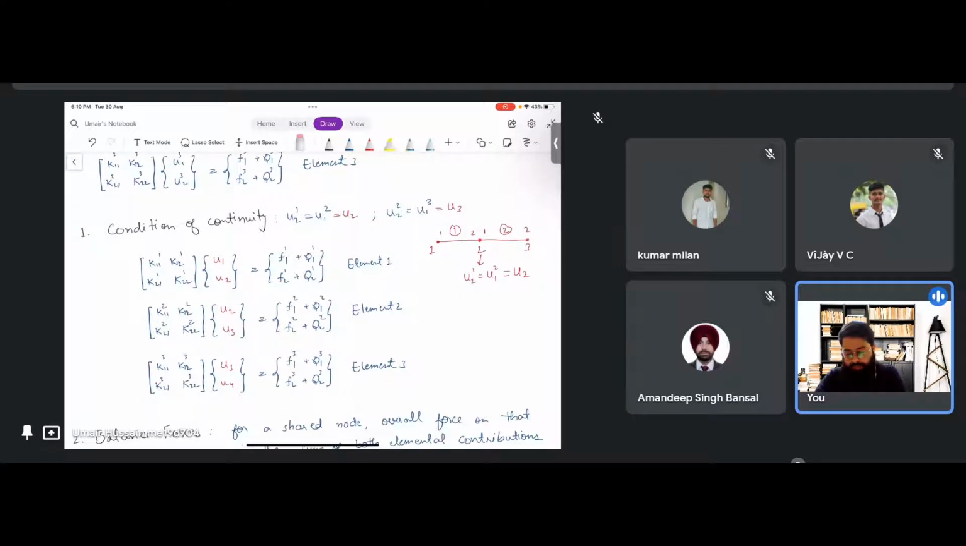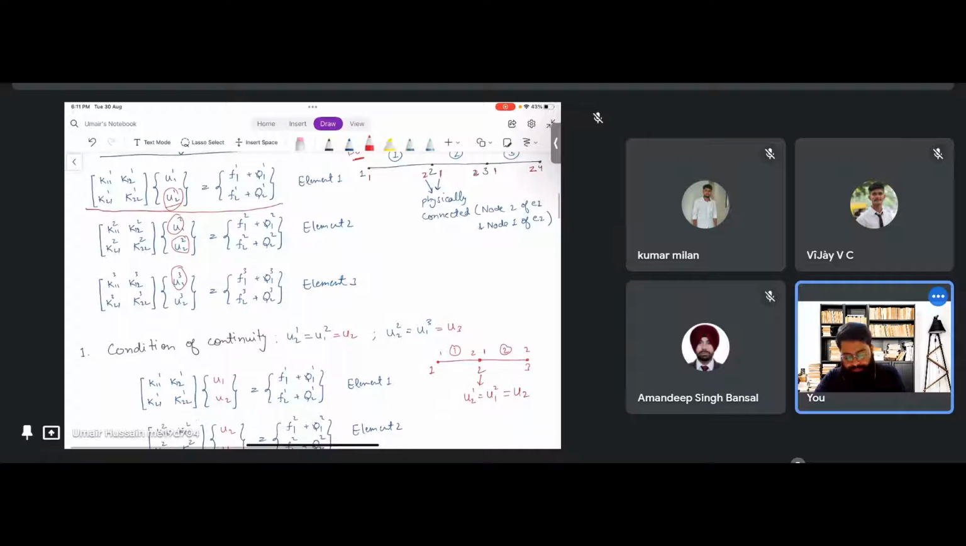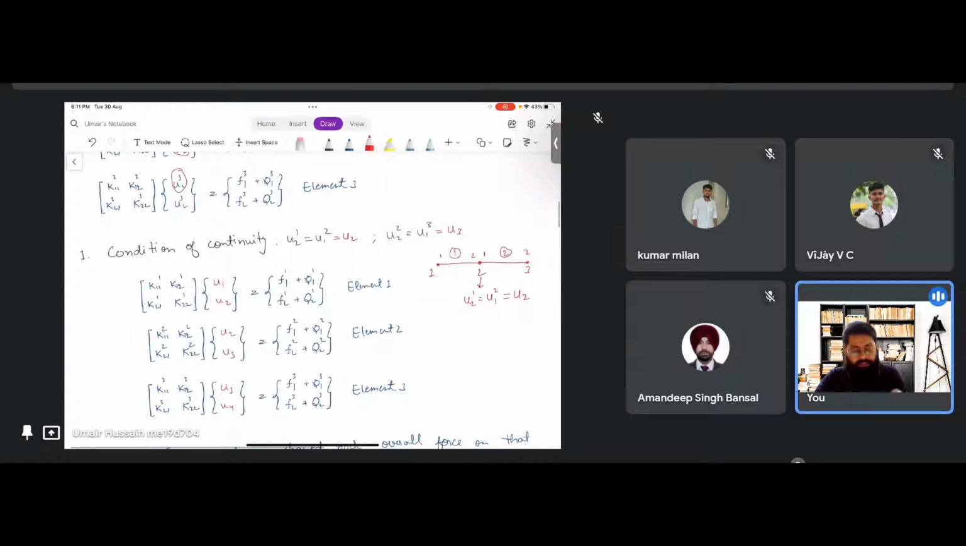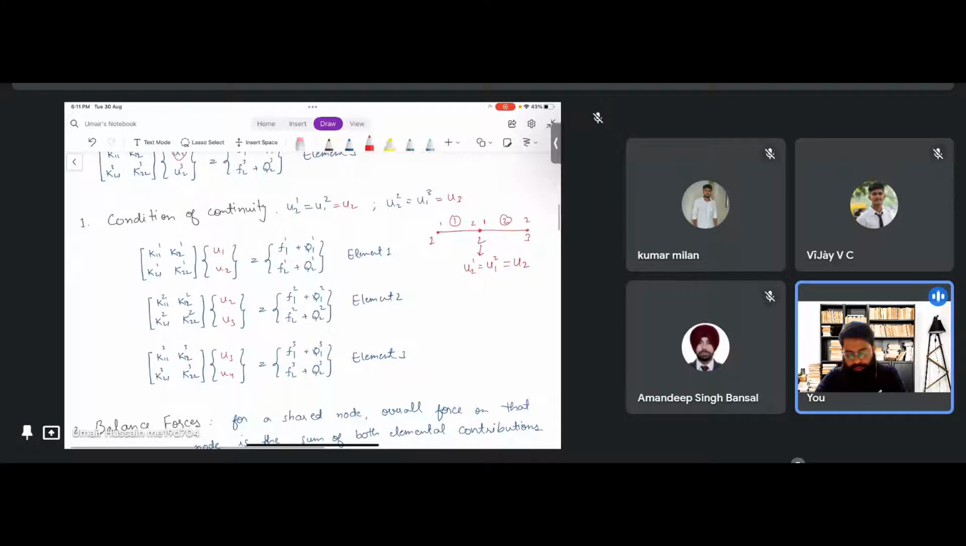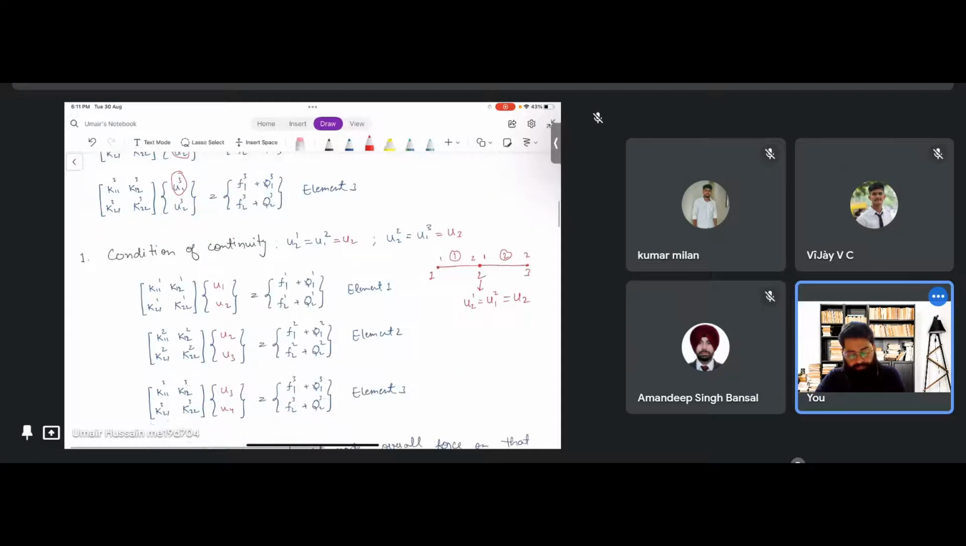So here, if you see, we replace all the u values here. We equated these two, and likewise we equate these two. Depending on which node is shared, we assign them the same value. So here 2 is shared, and likewise 3 is also shared between two elements here. These two are shared.